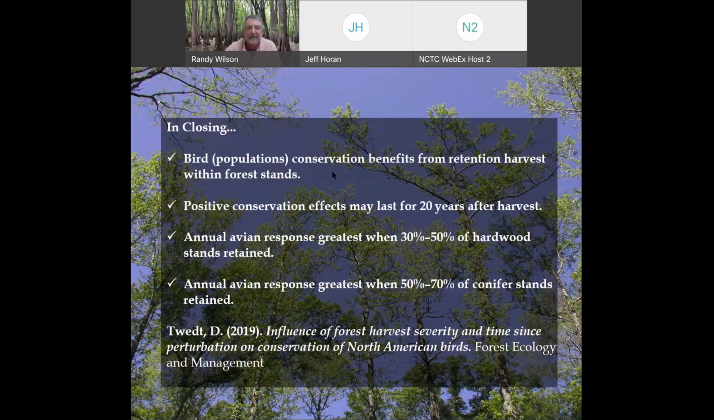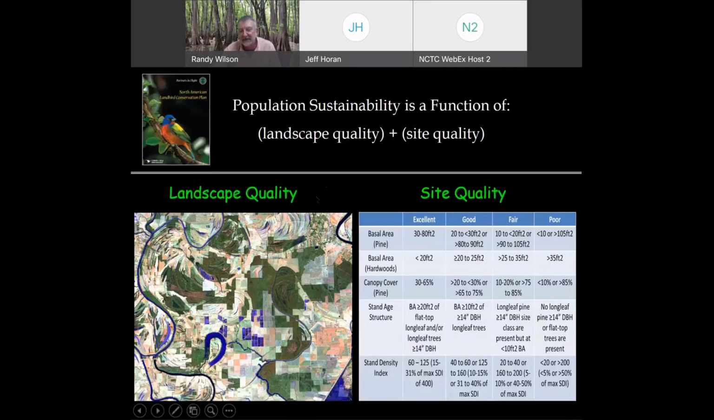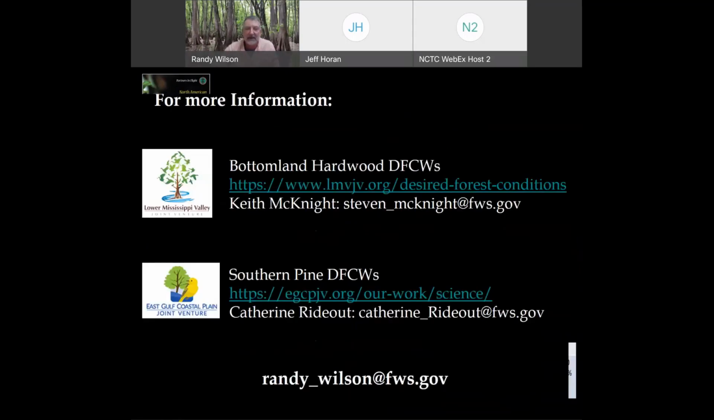Slide, table, and map. And so with that, I just remind folks that, as we get into this new paradigm of population sustainability, we have to think about both the landscape and the site quality within these systems that we're working in.